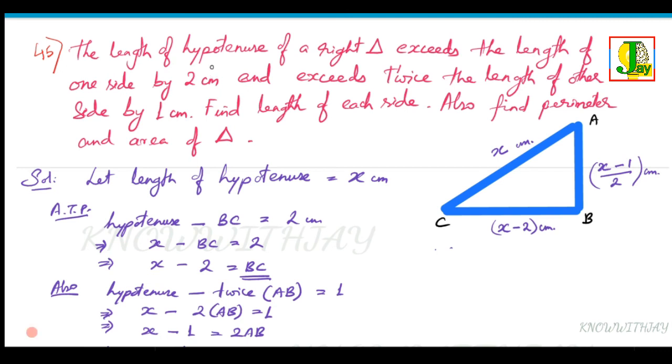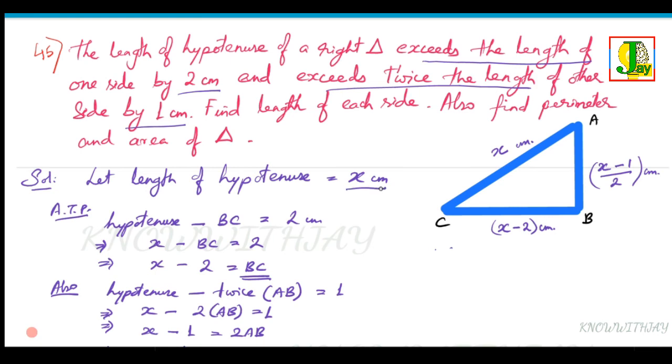This question also deals with the right angled triangle, but you need to go through the conditions. It's different here. The length of the hypotenuse of a right triangle exceeds the length of one side by 2 cm and exceeds twice the length of the other side by 1 cm. You have to find the length of each side and also the perimeter and area of the triangle.